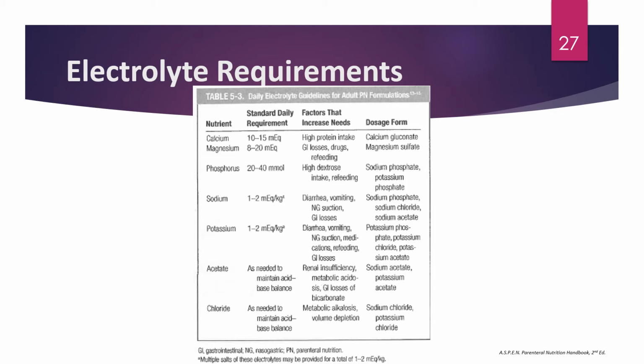As a result, those electrolytes may accumulate in patients. If those electrolytes are accumulating, then in those cases, you might give less than the standard daily requirements that you see here, or you might give none at all. For example, if a patient has a serum potassium above 5 milliequivalents per liter, which we know is supratherapeutic, we might not give any potassium in that PN bag that day. Or if we expect it to be elevated, we might give 0.